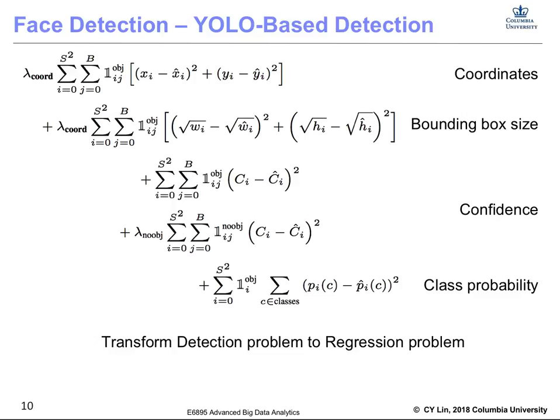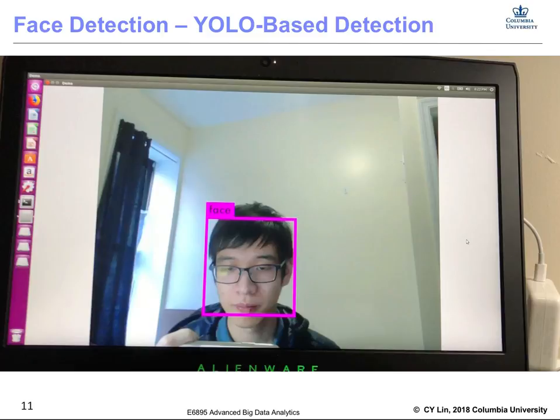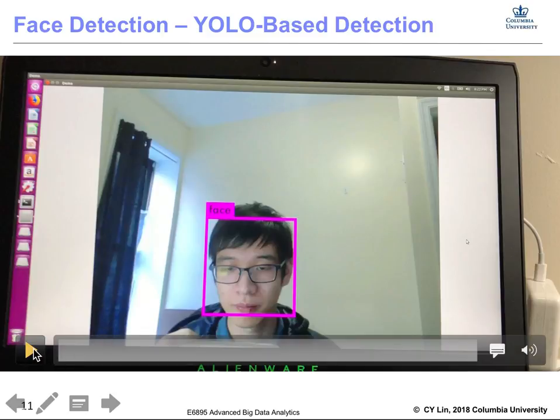And based on this idea, we can derive this loss function, so we can transform the detection problem to a regression problem. And this is a demo based on YOLO.